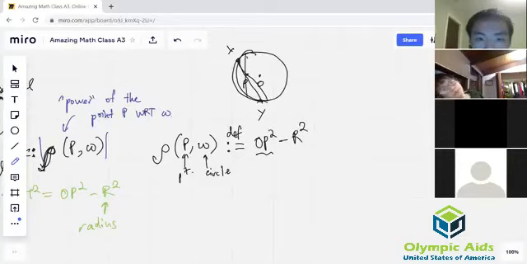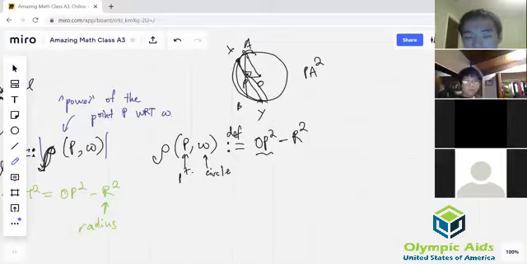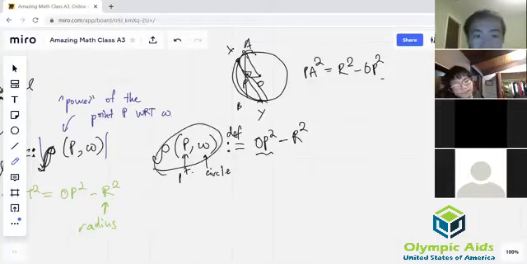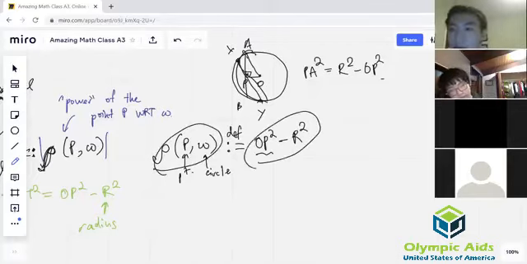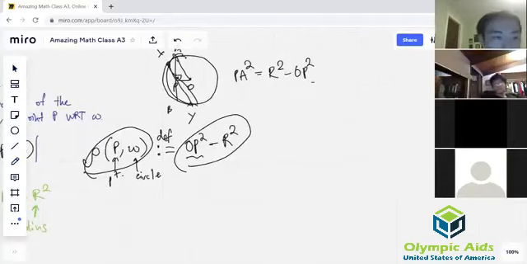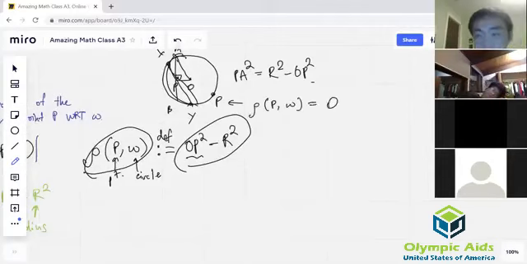You can take this line, AB, and you know that PA times PB is equal to R squared minus OP squared. Okay, so we're basically defining this power to equal the constant value we found in the power of a point theorem. And we're calling that the power. And a special case, if P is on the circle, then the power of P with respect to the circle is equal to 0, because R squared minus R squared is 0.